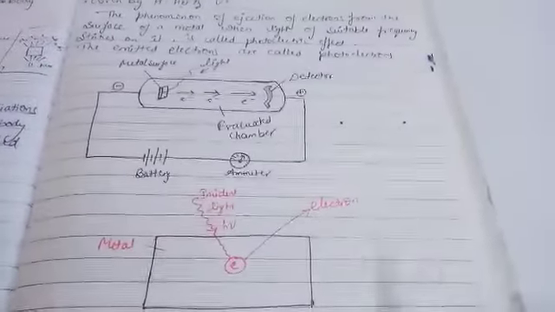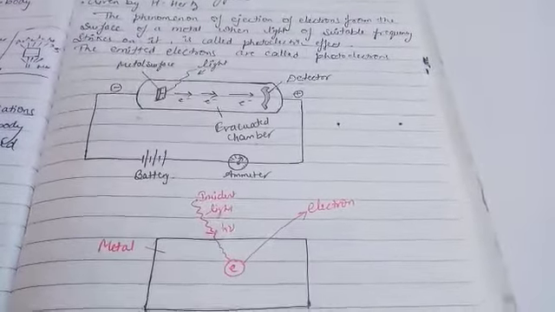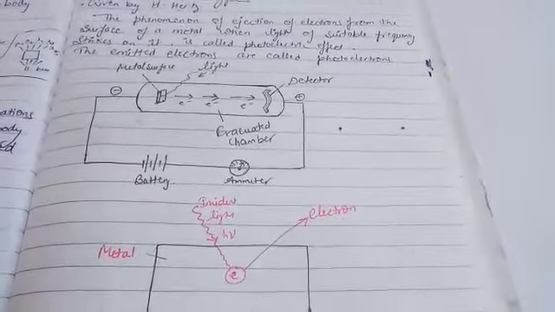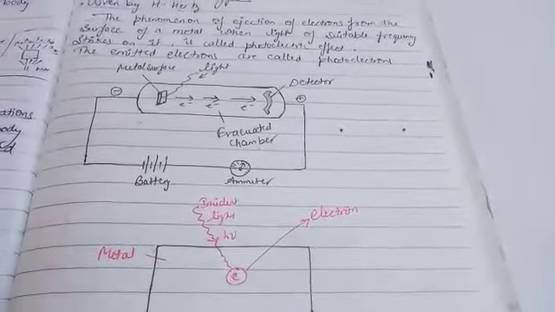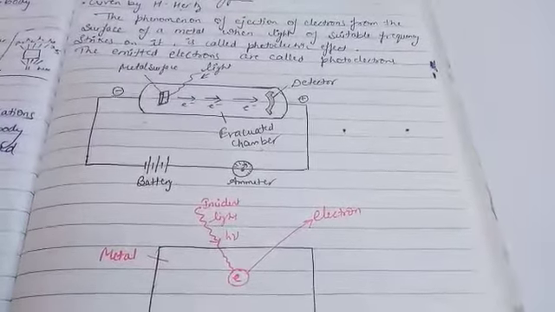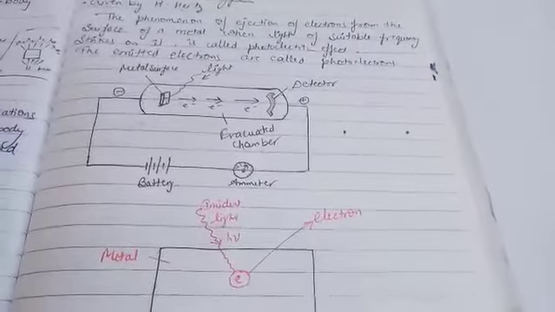Now just see, simple. Suppose this one is a metal plate. The phenomenon of ejection of electrons from the surface of a metal when light of a suitable frequency strikes on it is known as the photoelectric effect, and the emitted electrons are called photoelectrons.